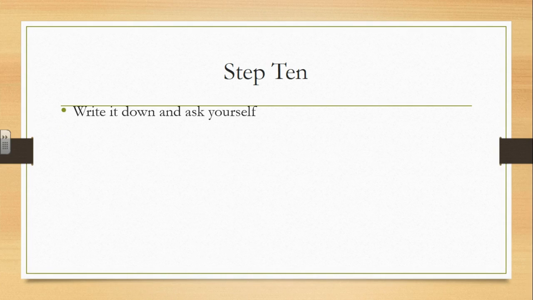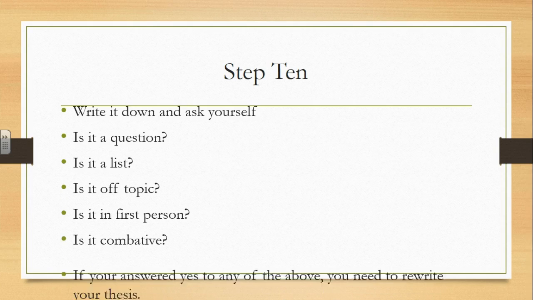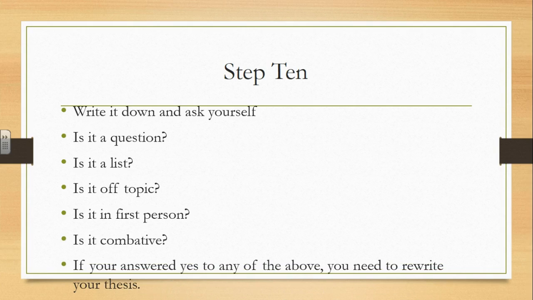Step number 10, write it down and ask yourself the following questions. Is it a question? Is it a list? Is it off topic? Is it in first person? Is it combative? If you answered yes to any of these questions, you need to stop, go back, and rewrite your thesis. You cannot have a thesis that is simply a question, a list, off topic, in first person, or combative. If your thesis is any of those, you do not have a strong thesis. You must go back and rewrite your thesis.